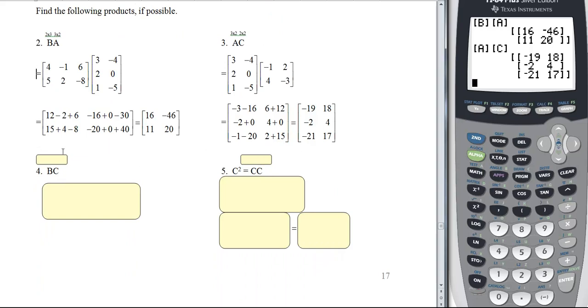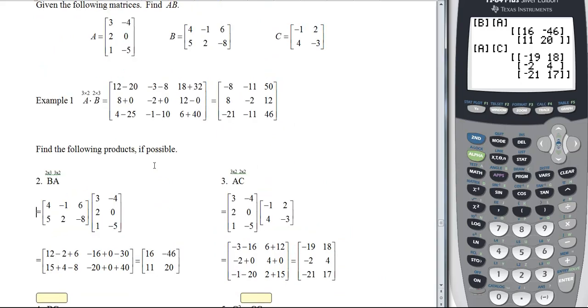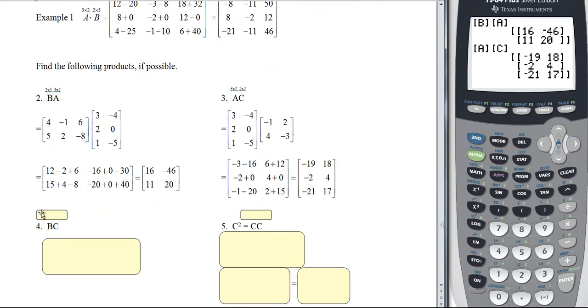BC. Let's see, you can see yours. B is a 2 by 3, C is a 2 by 2. Inside numbers do not match. You cannot multiply this. So inside dimensions do not match. Matrix multiplication is not possible. That's all you can say.